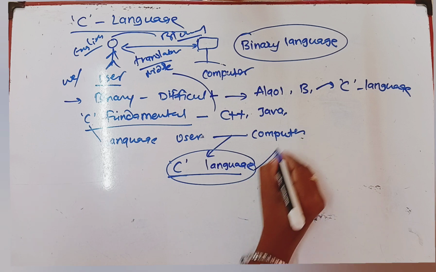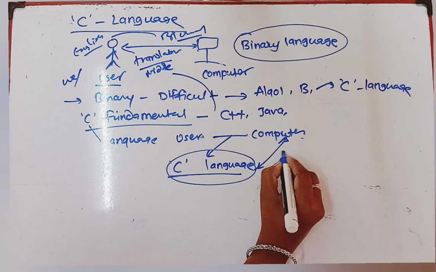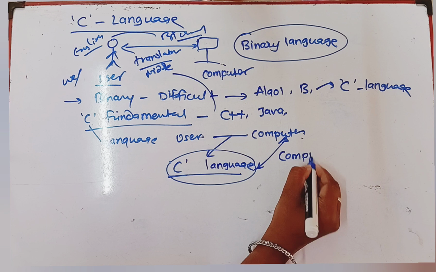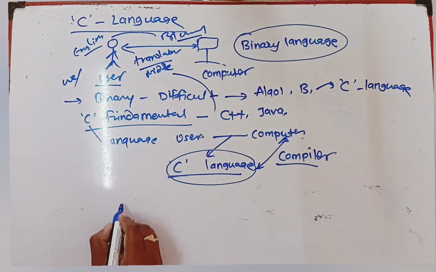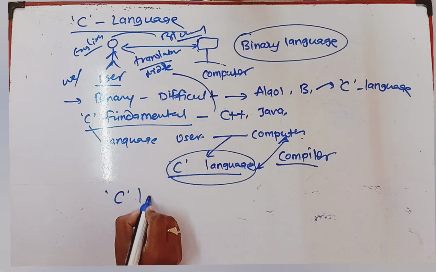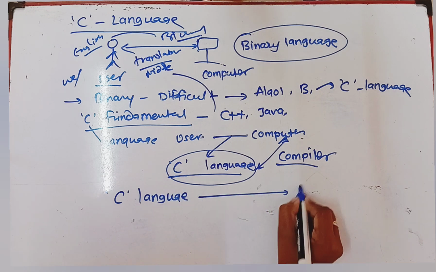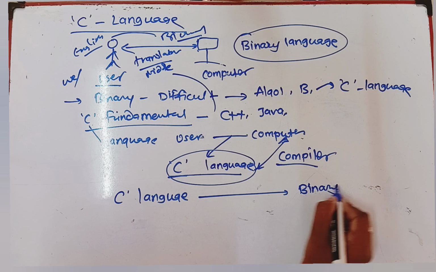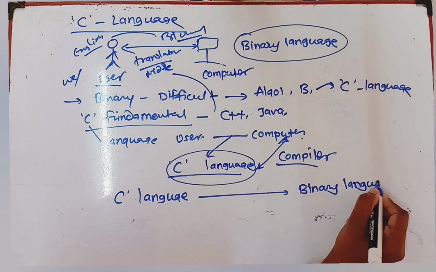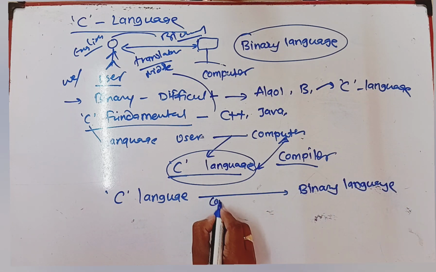Okay. So therefore a mediator is there, and that mediator is nothing but what? Compiler. So C language we are learning. This C language is converted into binary language, and who does this task? Compiler does this task.